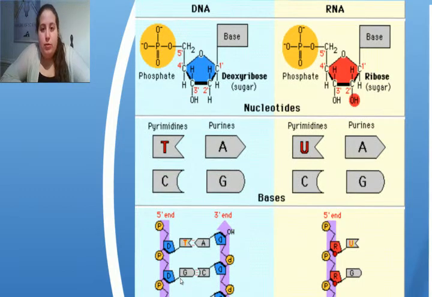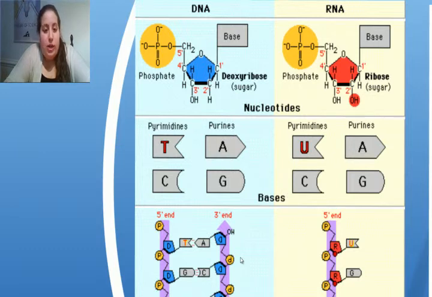So let's review the 2 structures of DNA and RNA. Both are made up of nucleotides that bond together, and nucleotides are made up of 3 parts: a phosphate group, a sugar, and a base. The difference in nucleotide between DNA and RNA is what type of sugar they have. DNA has deoxyribose, RNA has ribose. They each have 4 bases: T, A, C, and G for DNA, U, A, C, and G for RNA. So the T and the U just switch out.